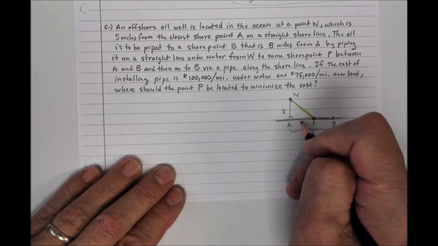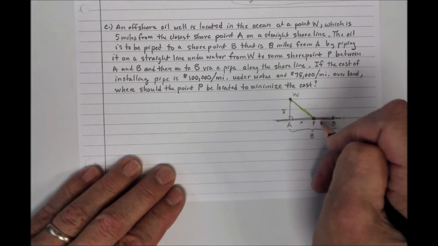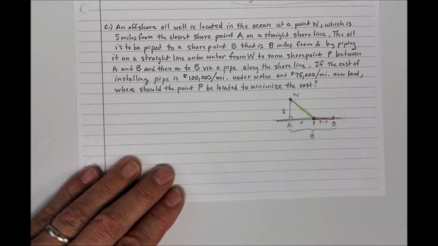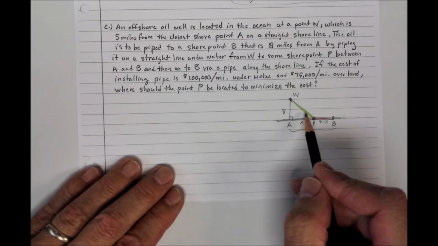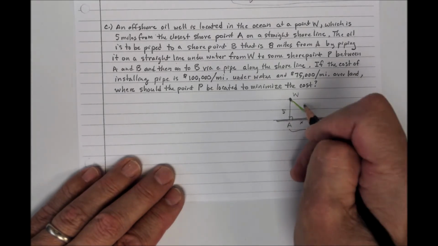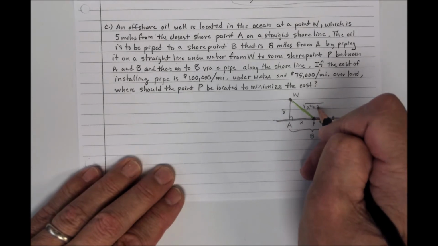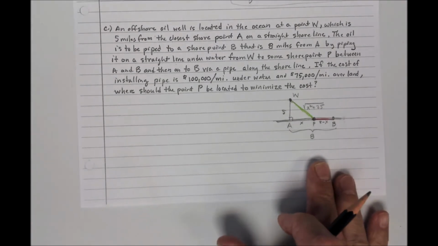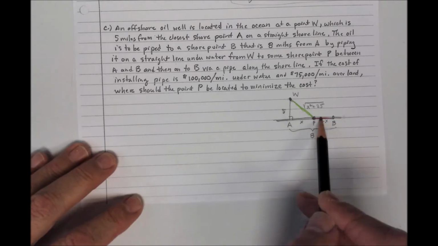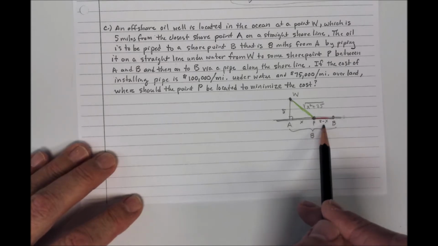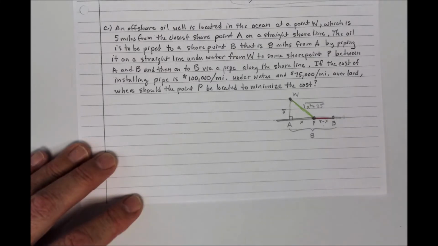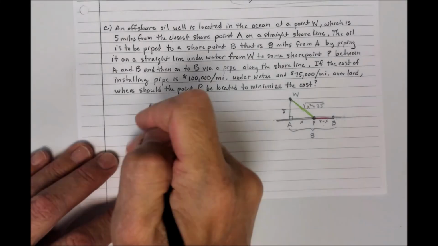If I call this distance here x from A to P, then this would be 8 minus x from P to B. And this distance here in green, I'm going to have to use the Pythagorean theorem. This would be the square root of x squared plus 25. Well, I'm able to keep it to one variable at least. It looks like I have one independent variable, so the green is underwater, and that's the distance in miles. The red is above water. That's 8 minus x, the distance there in miles. And we have to minimize the cost. Now the cost is c.